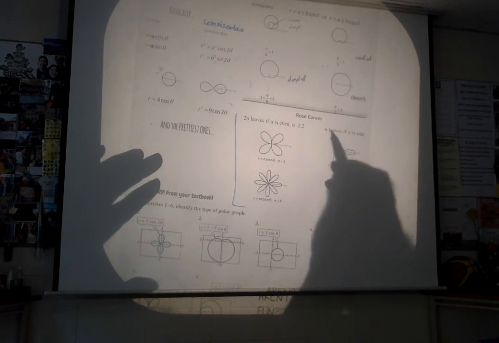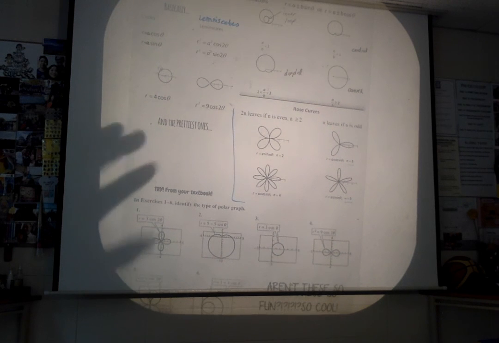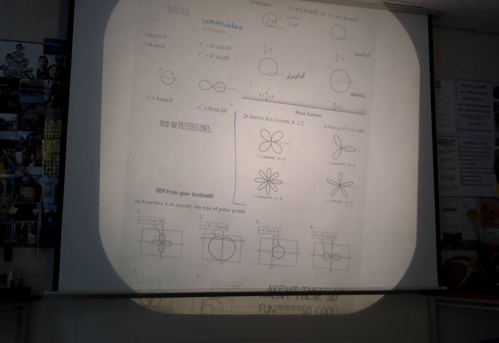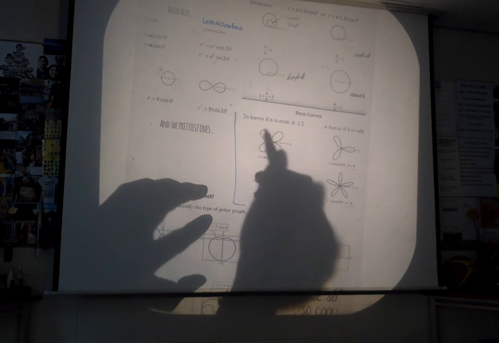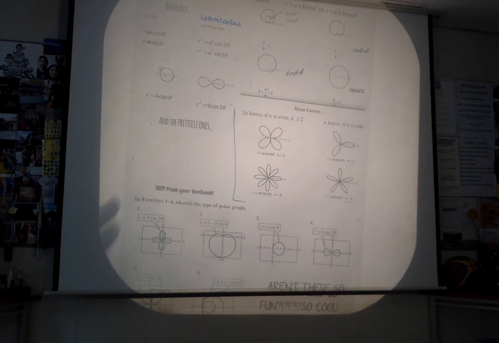Rose, what you have to remember is it has n leaves if n is odd. And if n is 3, that means it has 3 leaves. If n is 5, that means it has 5 leaves. If n is even, it has double the leaves because you can see how sine functions are reflected about the line theta equals pi. So you can see how this one gets replicated here and this one gets replicated here. And therefore, it creates double the number of petals, okay?